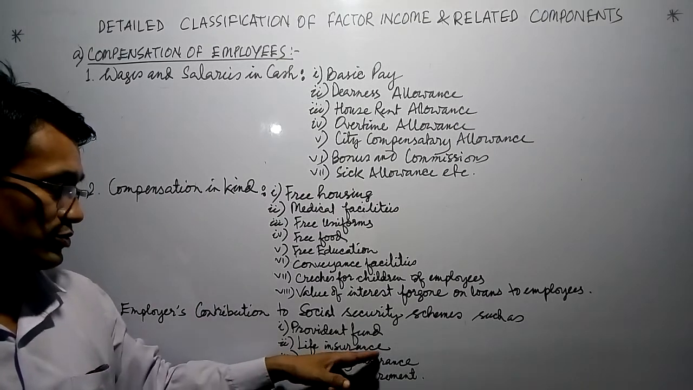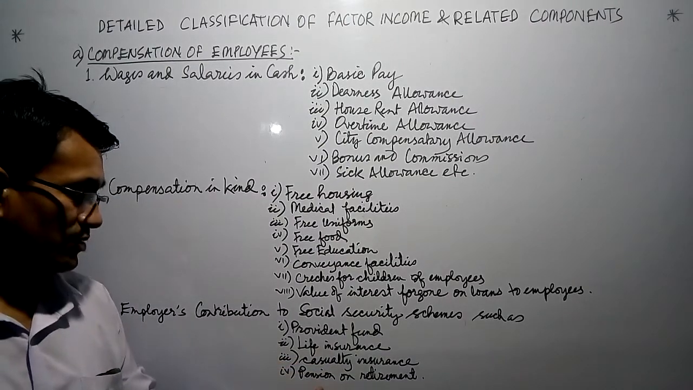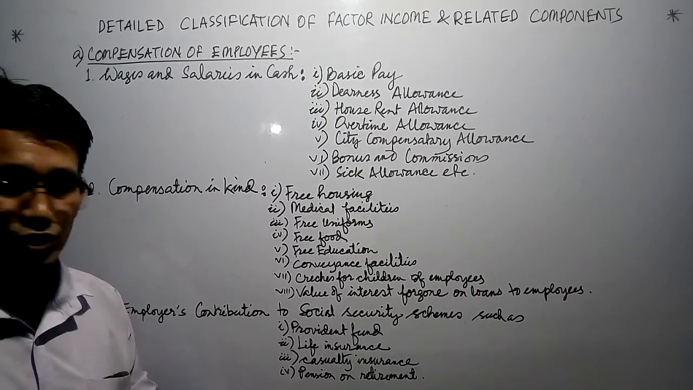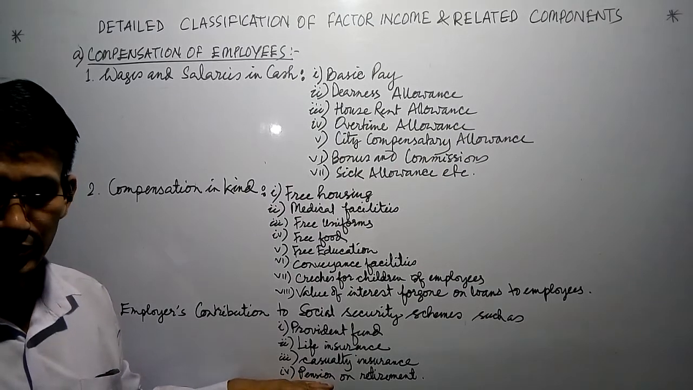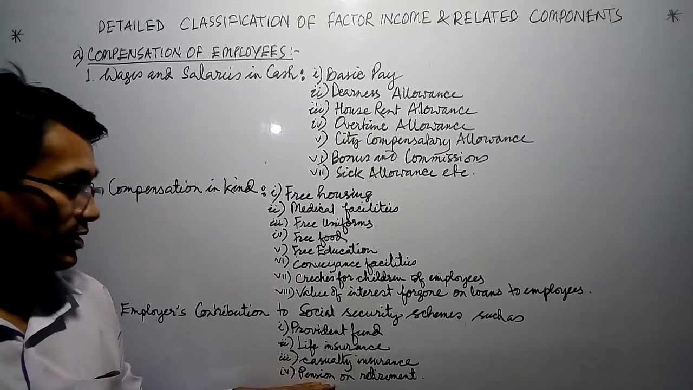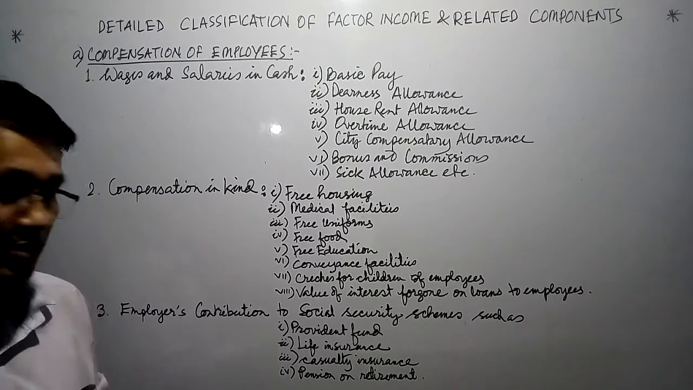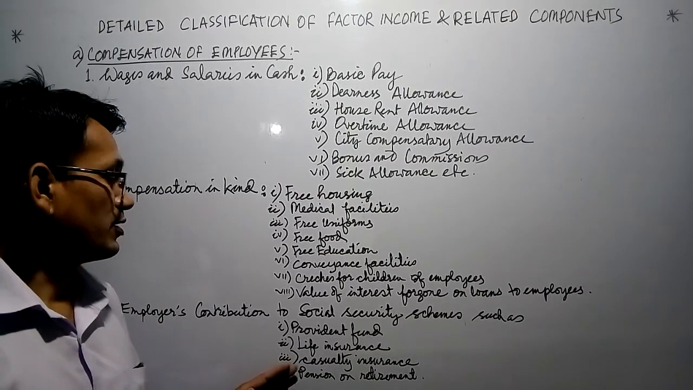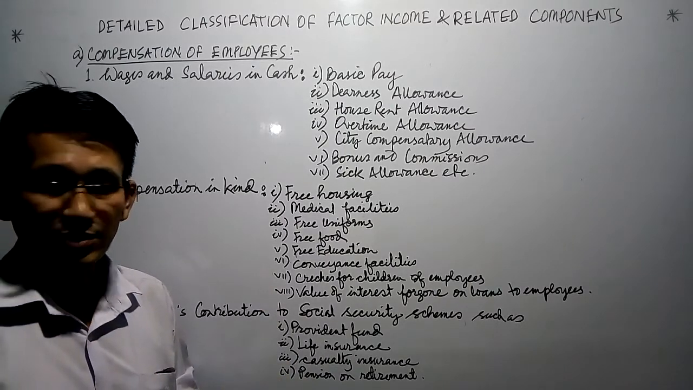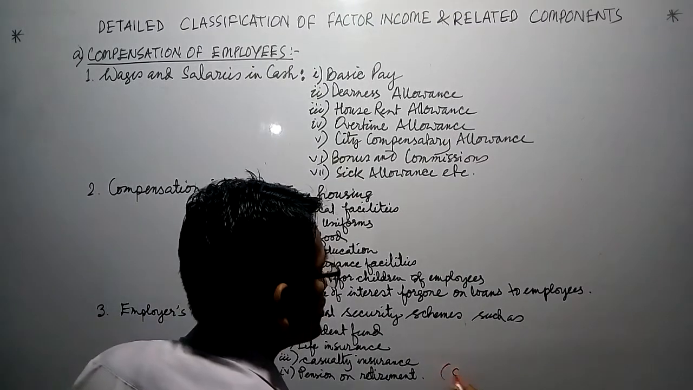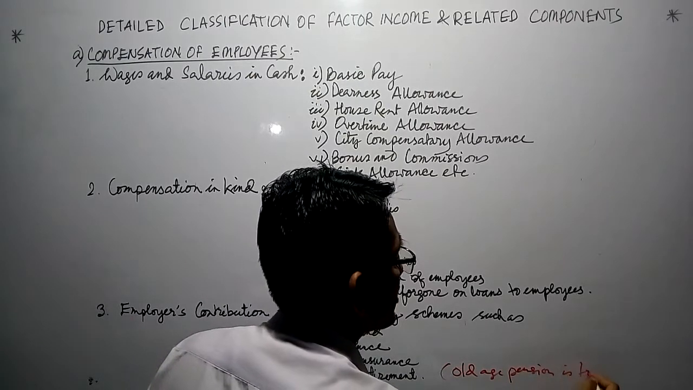Then life insurance is also given, casualty insurance is also given, and pension on retirement. When an employee is retired, he will get a monthly pension. This pension is very different from the old age pension. In your locality you might have seen some widows or old women getting a monthly old age pension. It is very different. Old age pension is not included in the calculation of national income, because it is a transfer payment.